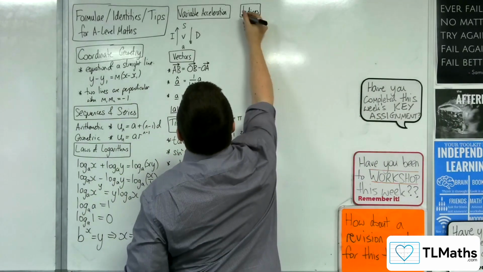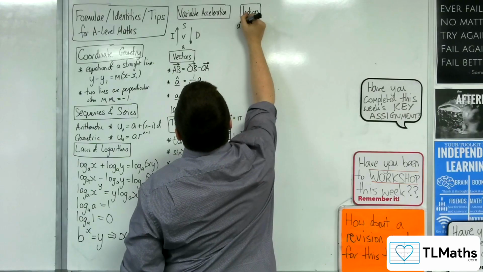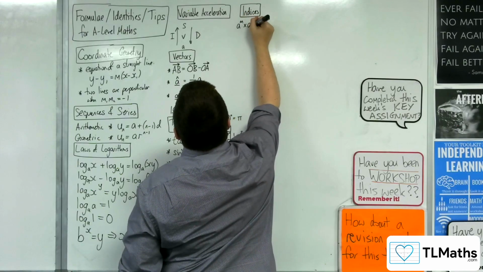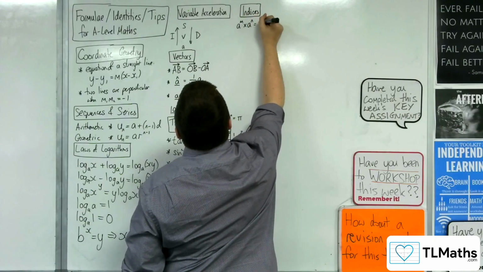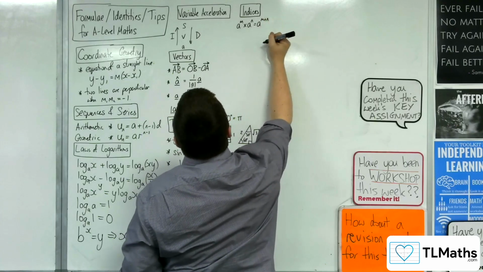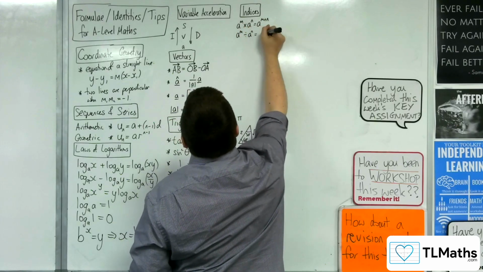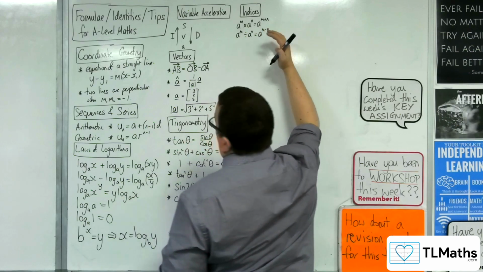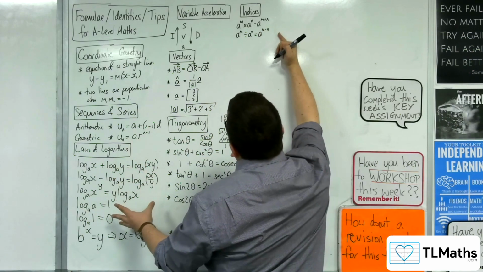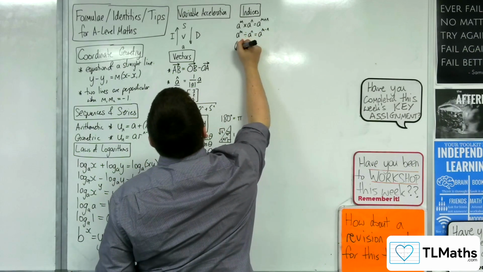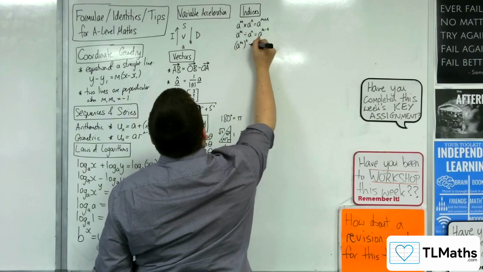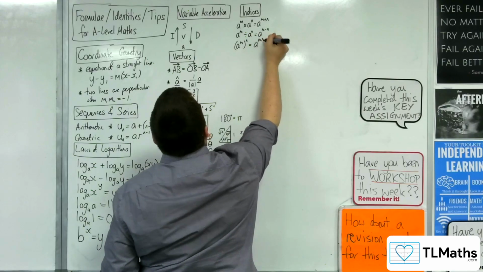I mean, there's always the very basic ones that I really probably shouldn't have to write down, like a to the m times a to the n is a to the m plus n. I'm sure you know that one. And I'm sure you know that a to the m divided by a to the n is a to the m minus n. These are reverses of the log laws. And also that a to the m to the power of n is a to the m times n.